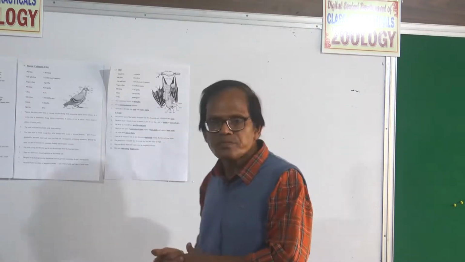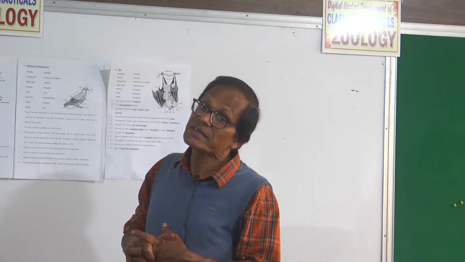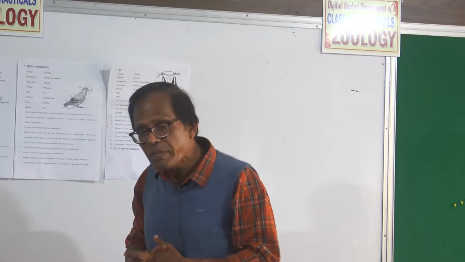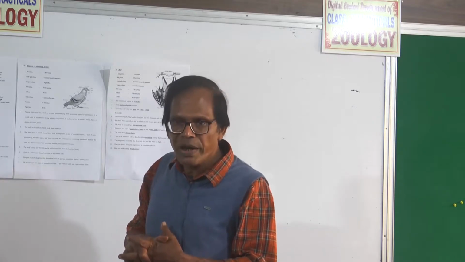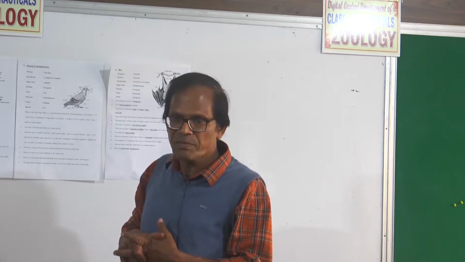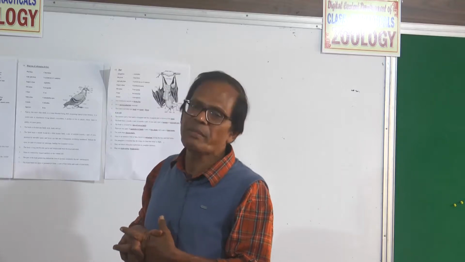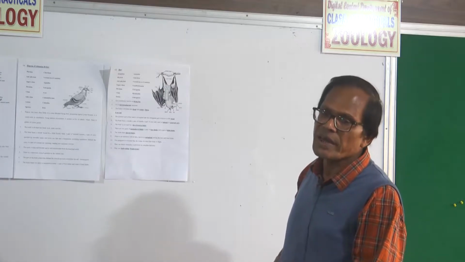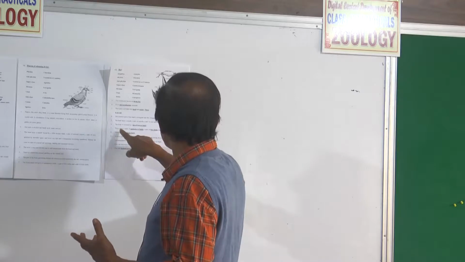And the third character, all mammals possess mammary glands. In the female, the mammary glands nurse and nourish the developing young baby. It helps the baby grow. All mammals possess mammary glands. Some of the characters I have discussed here.